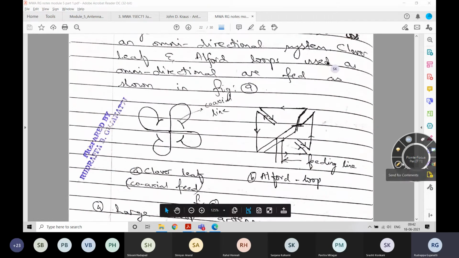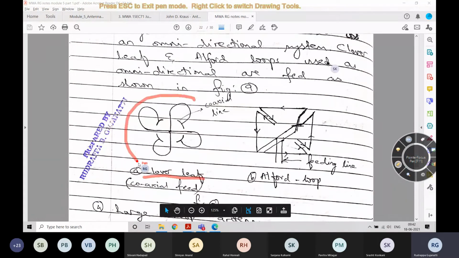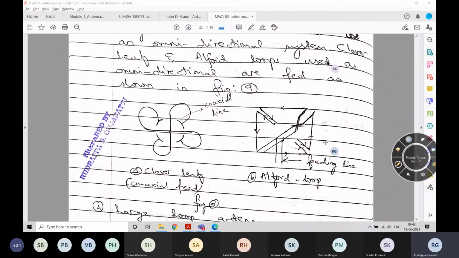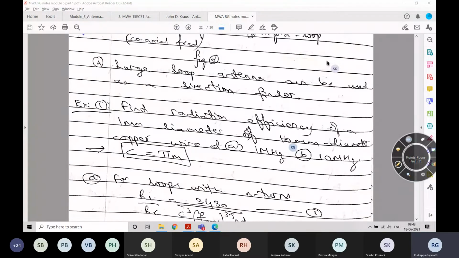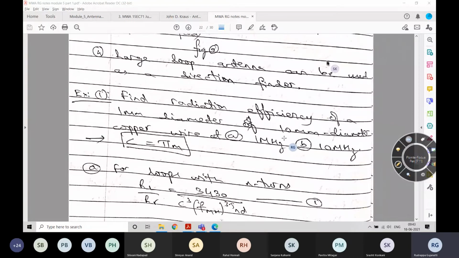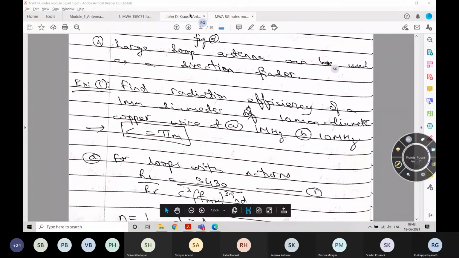Then apart from that, we can have different kinds of structures. Here we can see a loop antenna in clover shape, clover leaf, and this one is the alphard loop, which is designed in this form. Each of them has its own specifications. Then another important application is the direction finder, for which loop antennas are used. So these are a few of the applications pertaining to loop antennas.